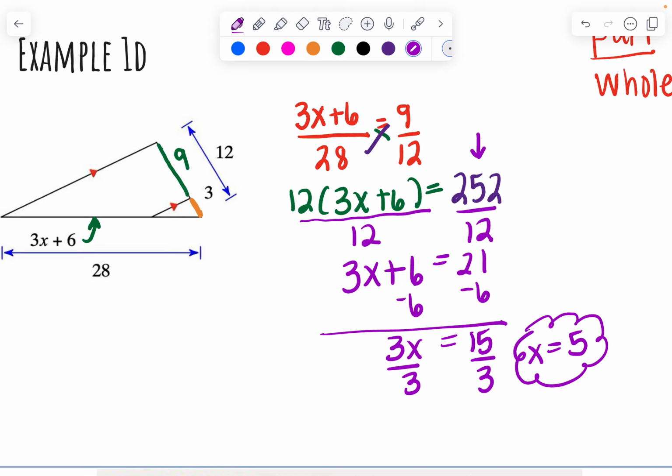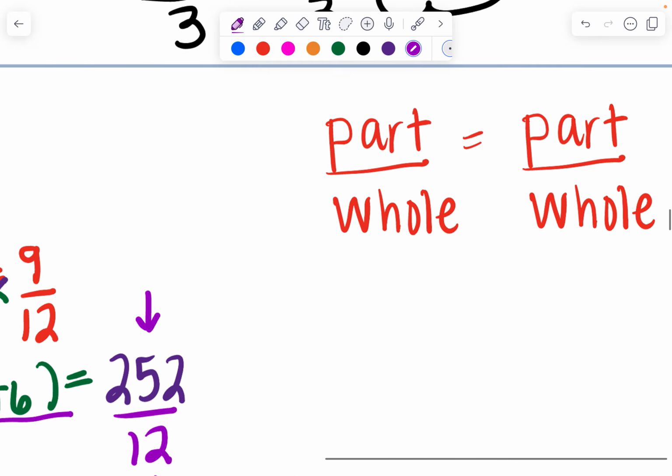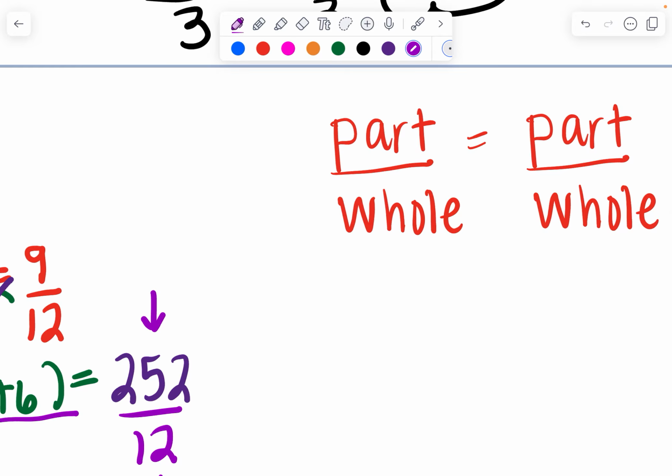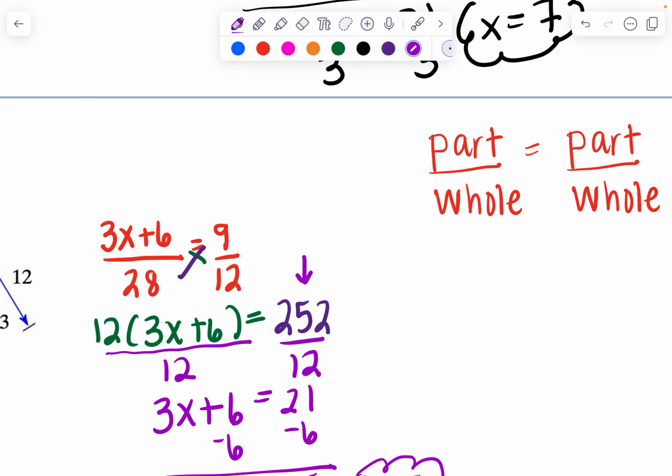So the trick to these ones is knowing which formula you're going to use. Are you going to use short part over long part equals short part over long part, or part over whole equals part over whole? And really, in order to do that, you need to figure out which pieces you know and which piece you're looking for. Again, if each of these proportions has 4 different pieces, you need to know 3 of those 4 pieces. So you have to look at which 3 pieces you know.